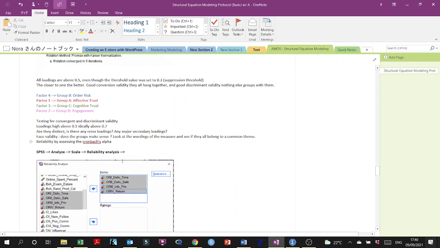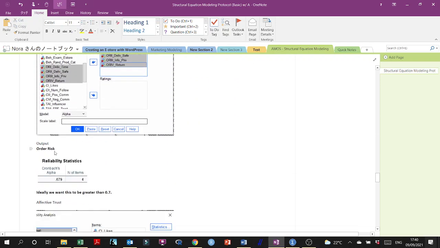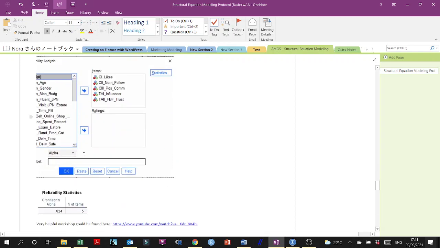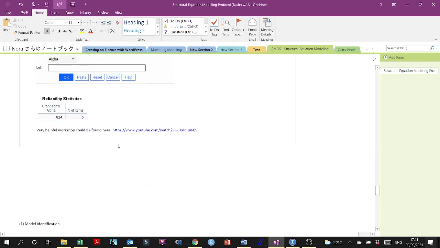Then we have to assess Cronbach alpha. We've done that. Ideally you need it to be over 0.7. In our case, unfortunately, it was 0.67. It's almost 0.7, so maybe we could just go with that. So this is the principal factor analysis, or exploratory factor analysis.